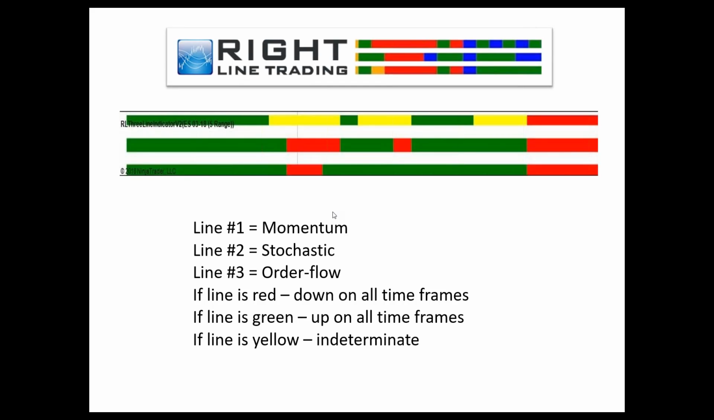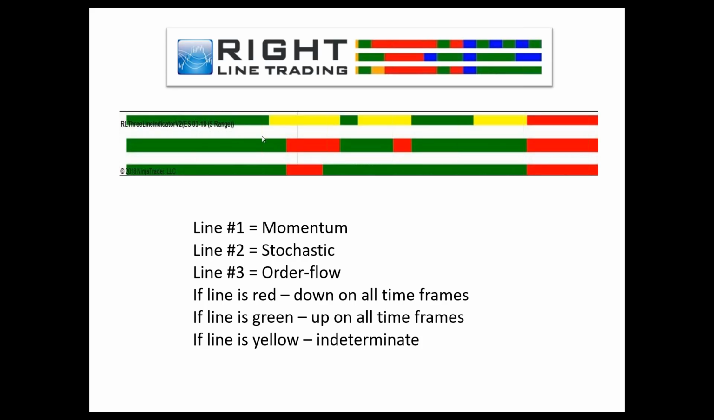Now, I want to show you today an indicator called the three-line indicator, and it's a leading indicator. It tells you where price is going to move out into the future. And it assesses three different individual forces. The first line looks at momentum. The second line looks at stochastic. And the third line looks at order flow.